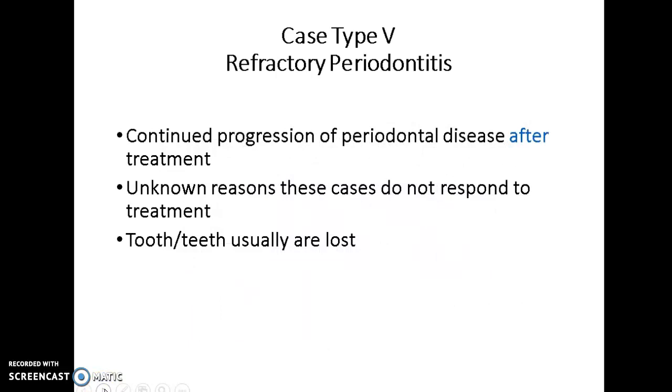Another type of periodontitis is case type 5. This is refractory periodontitis. This is a continued progression of the periodontal disease after treatment has been completed. There are unknown reasons why these cases do not respond to treatment, and patients who have refractory periodontitis can lose a tooth or a lot or all of their teeth in this progression of the disease.